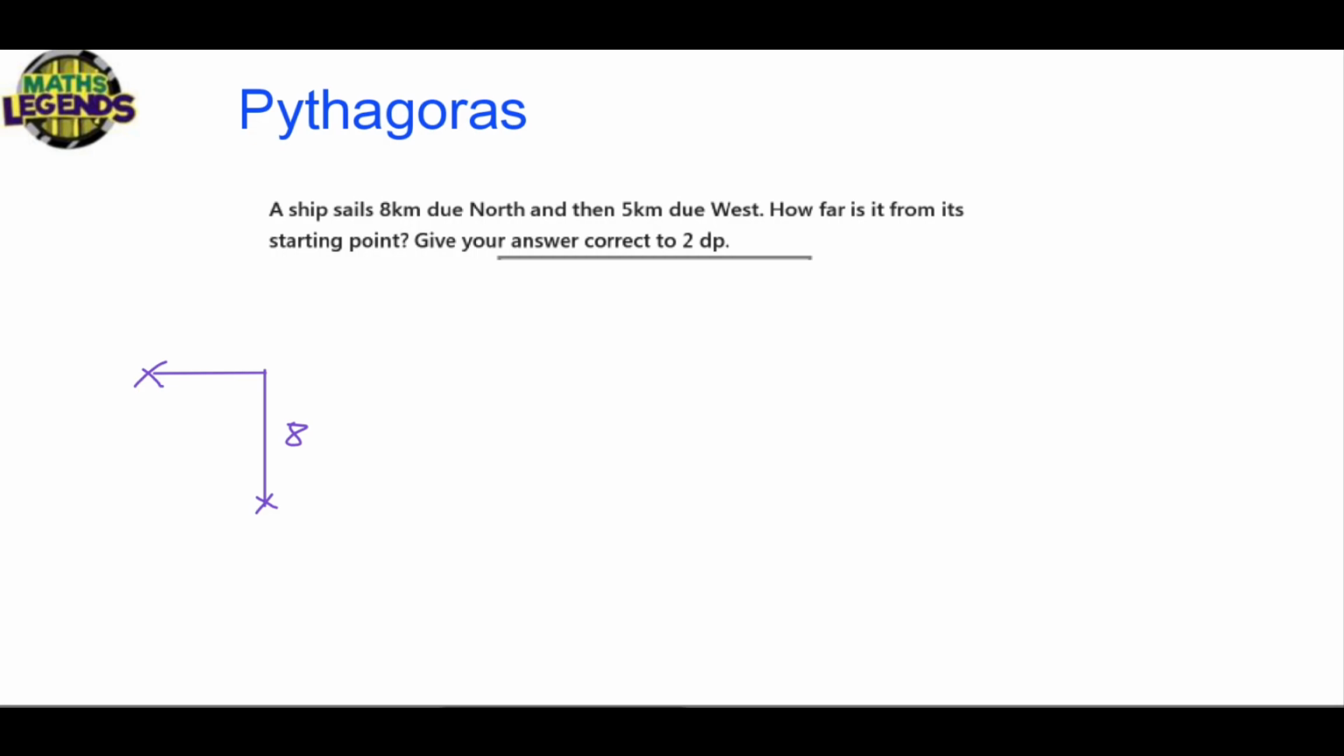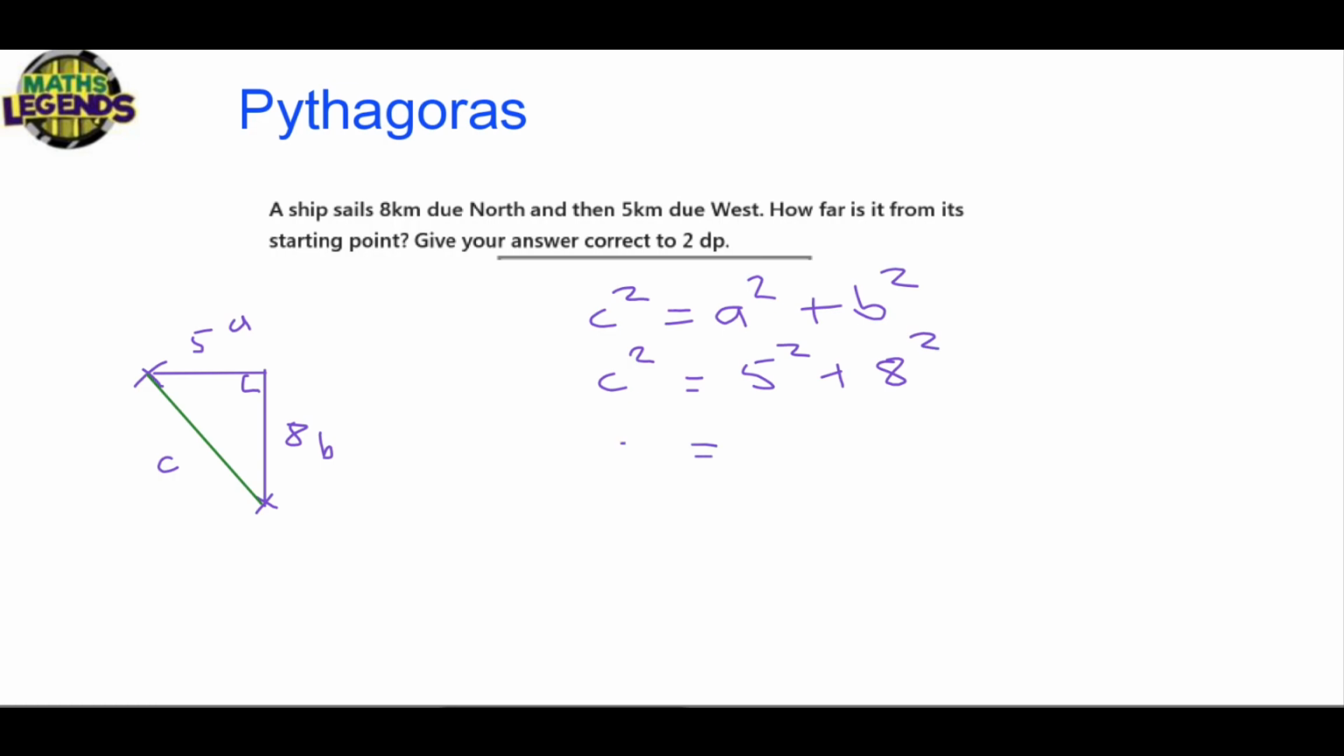And we're asked how far is it from its starting point. So essentially we are looking for the length of this green line. Now this is effectively a right-angled triangle, so we can use our Pythagoras theorem, which is c squared equals a squared plus b squared. Now labeling the triangle, the hypotenuse is always c, and then the other sides are a and b. So let's plug in the numbers. So c squared stays as it is, a squared is 5 squared, plus b squared, which is 8 squared.